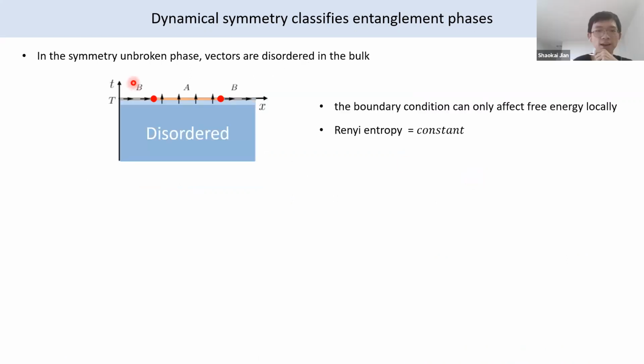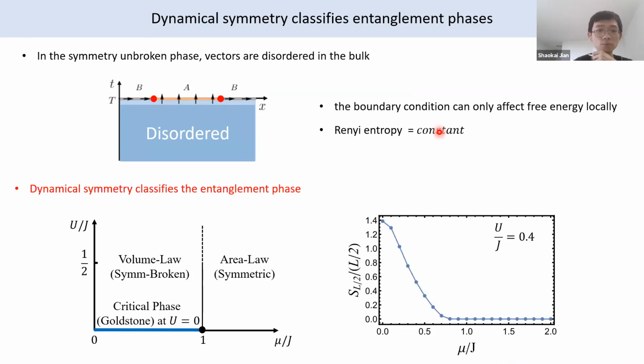So in the symmetry unbroken phase, the vectors are disordered in the bulk. As a result, the boundary condition can only change free energy locally. So the Renyi entropy now is a constant. That implies area law. So now, in summary, dynamical symmetry classifies the entanglement phase. If symmetry is spontaneously broken, we have a volume law or area law, depending on the interaction strength.